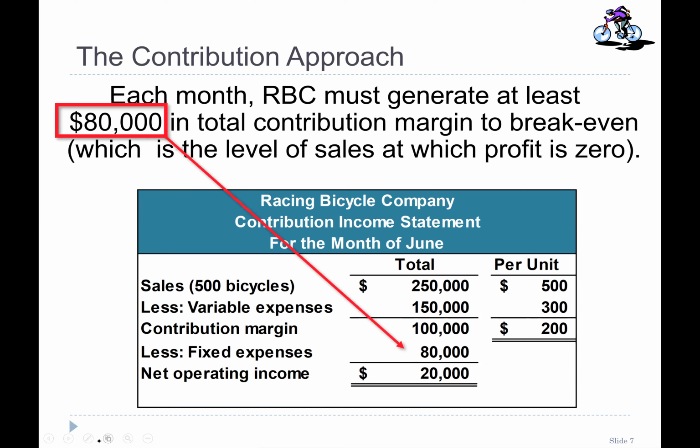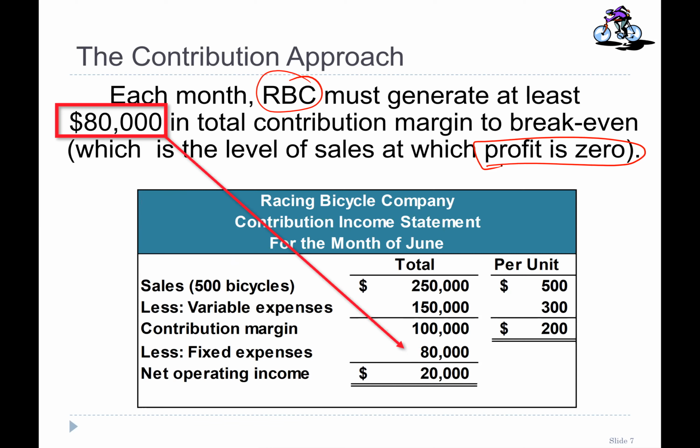So each month, the racing bicycle company, from now on the RBC, must generate at least 80,000 in total contribution margin to break even. What do we mean by break even? It is the level of sales at which your profit is zero.